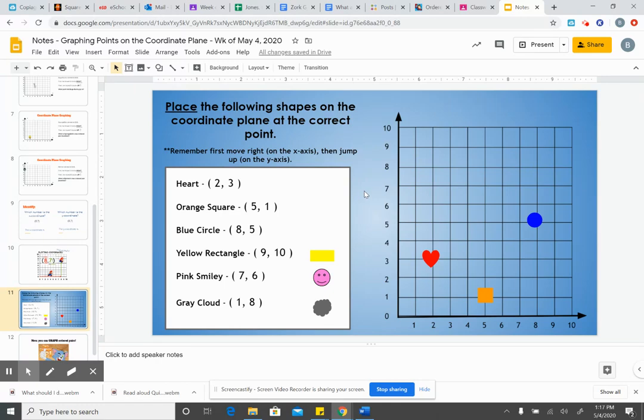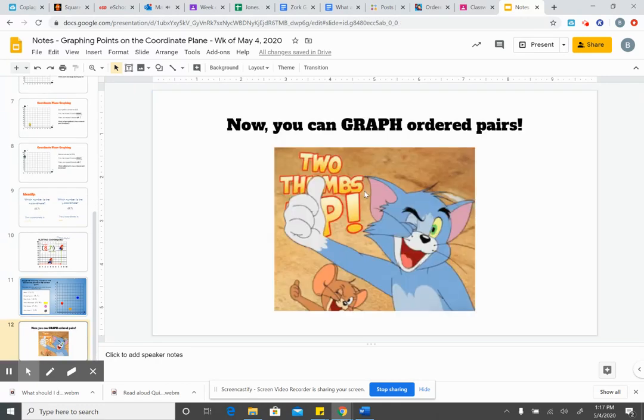Okay, I'm going to stop there. Hopefully you're able now to graph your ordered pairs. Your activity for this week is another Google slide, and it looks just like this note slideshow I went through with you. Very, very similar problems.